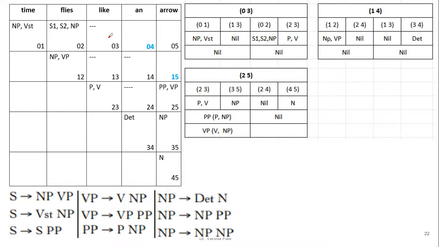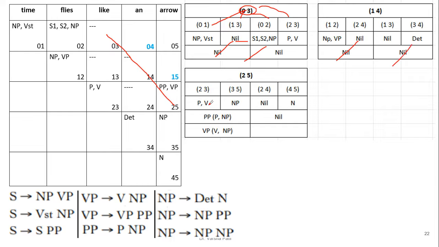Now we can go for the next diagonal, that is 0 3, 1 4, 2 5. Again we need to divide this into two sub problems. So one possible way is 0 1 with 1 3, then 0 2 with 2 3. If any one of them is nil, generally the answer is nil, but still we have to check.